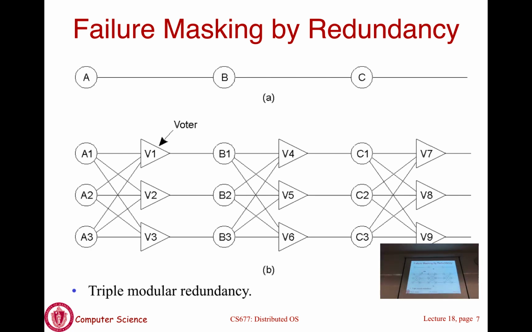Okay? But if the voting machine is a single point of failure, it might itself get hacked, or it might itself experience some fault. So it might produce an incorrect result. So even the voter has to be replicated. You had a question there?